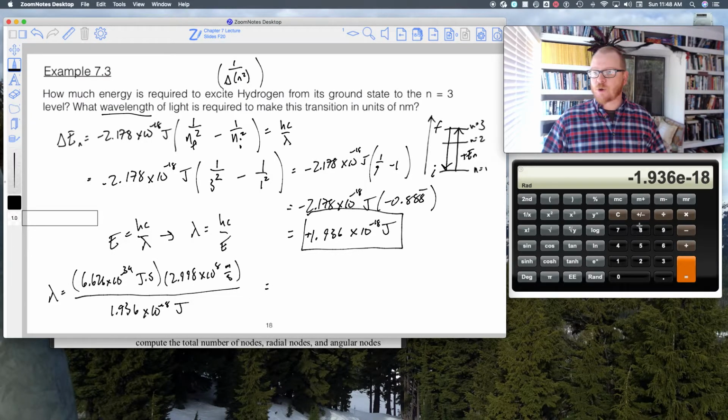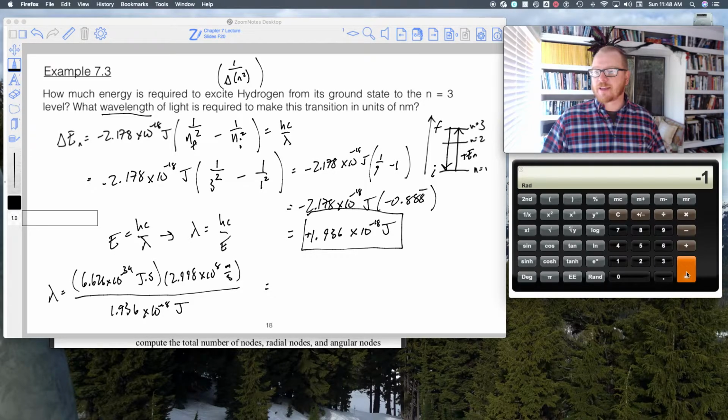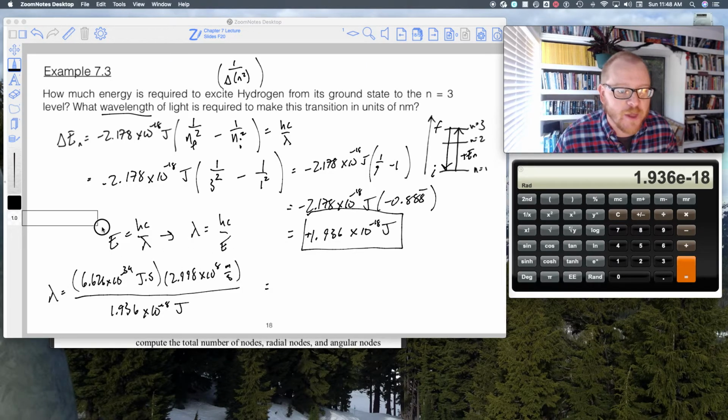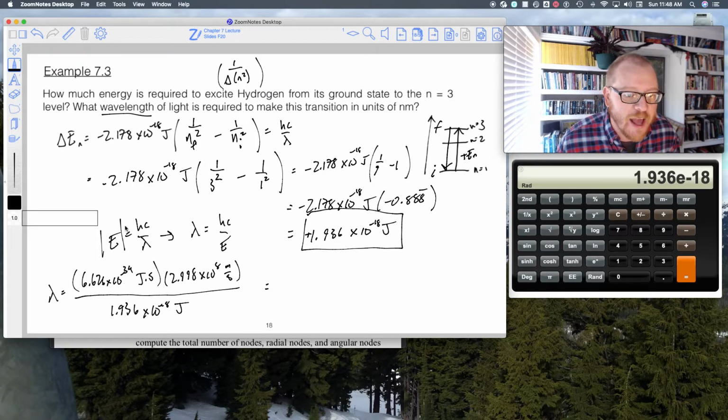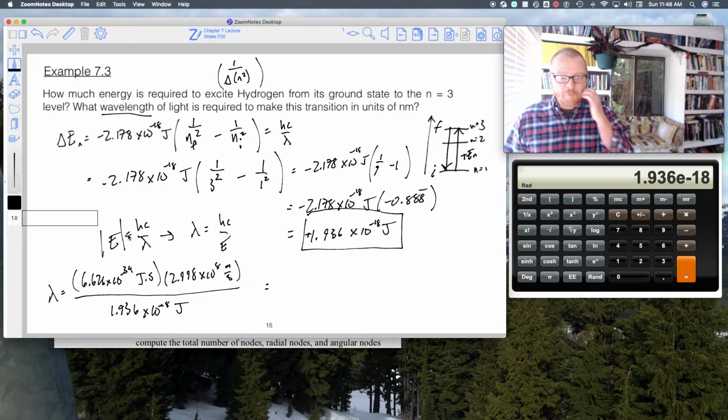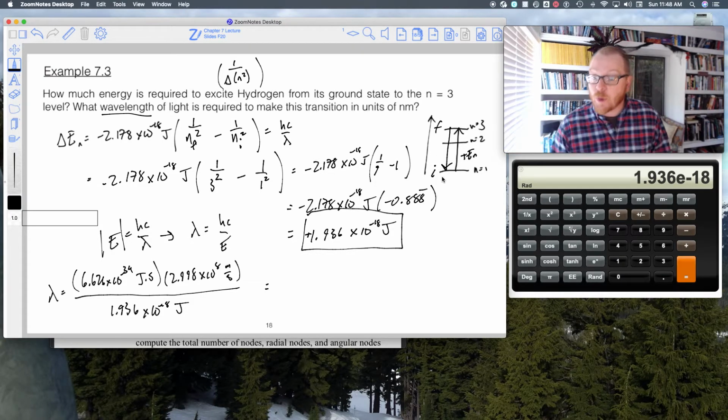And so let's do that. On this one, I'm going to say times negative 1 to make that a positive. We always use positive values, so I'll put an absolute value sign around that energy. Because if I was doing this from 3 to 1, I would still get the same number, but it would be negative. I would just use the absolute value of that in my equation, okay? And so now I've got that in the calculator.